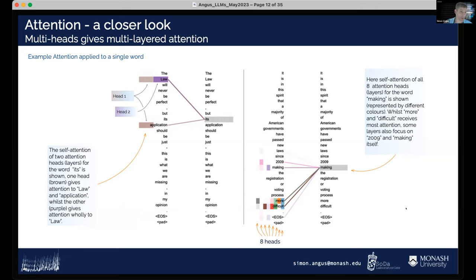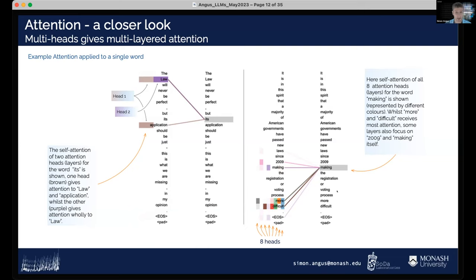That's sort of what's going on here, except we've got, if you like, multiple heads paying attention to different aspects of human text. So for example, in the self-attention heads or layers, we've got on the left-hand side, the word it's, one head is paying attention particularly to application and law. Another head is looking at, say, just the word law and is putting its attention there.